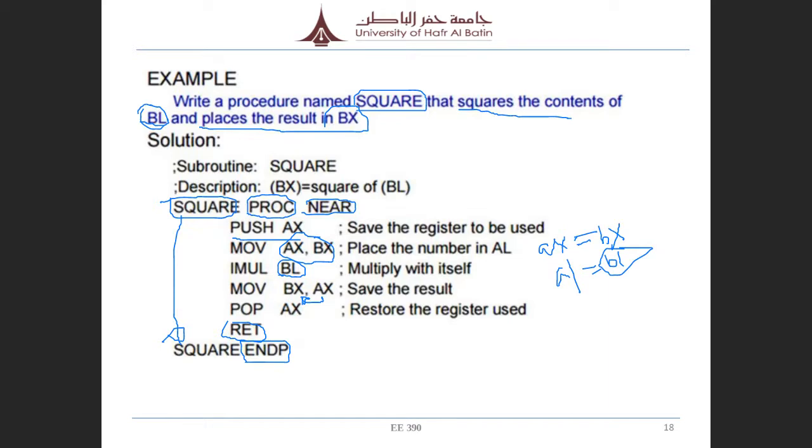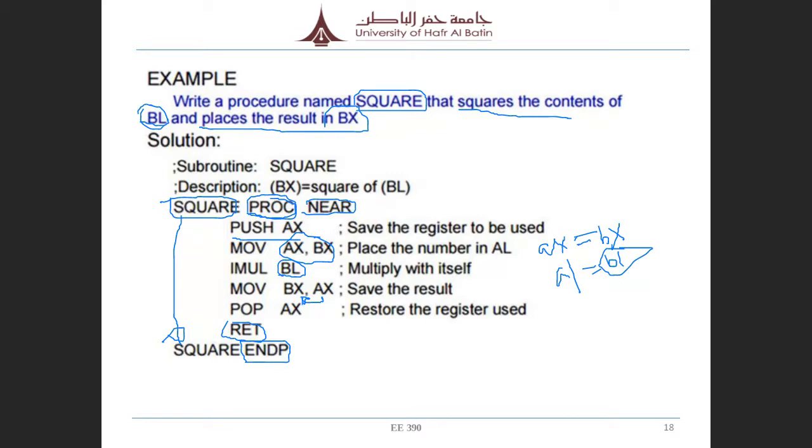Is it okay? So that means first of all we have to put a name, for example here we name it square, and then we write PROC for procedure, and either it can be near or far. If it is within the same segment, it can be near. Normally, if our program is not too big, near is okay, because we don't need two code segments.